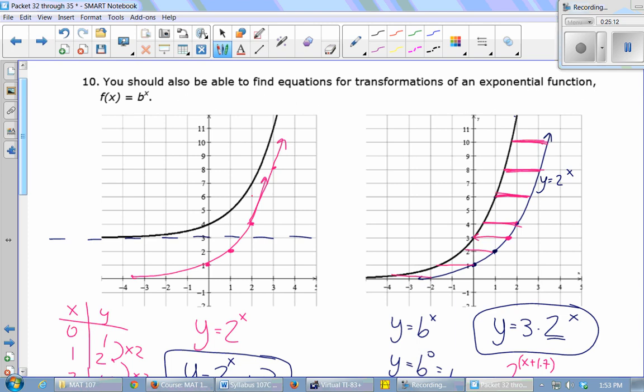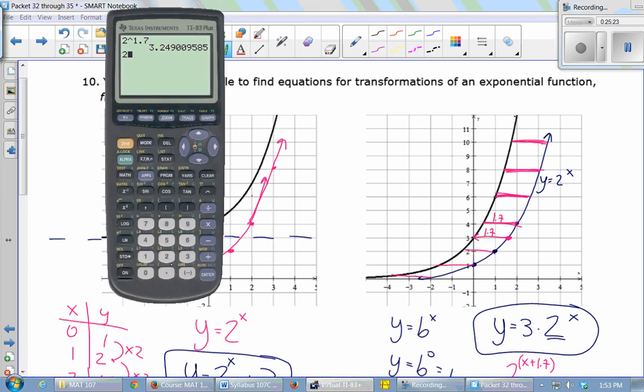Is it exactly 1.5? I don't know. Yeah. It's 2 times 1.5, let's see. 2 to the 1.5. No, it's not 1.5. 1.6 is really close, yeah. Try 1.5. So anyways.